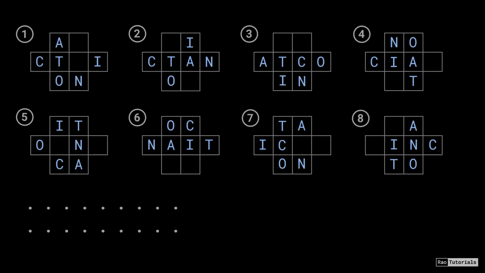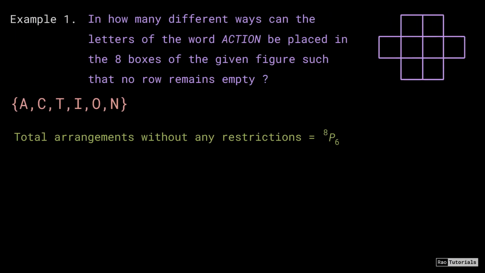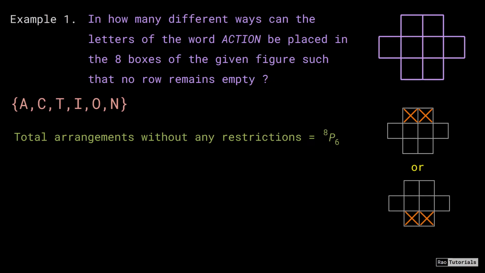Since there are 6 letters and 8 places, we always have 2 blank places in every arrangement. These 2 blanks can be anywhere except when they both are in the top row, because then this first row will be empty, or when both the blanks are in the bottom row, causing this third row to be empty. Apart from these 2 cases, none of the other arrangements will have any row empty.